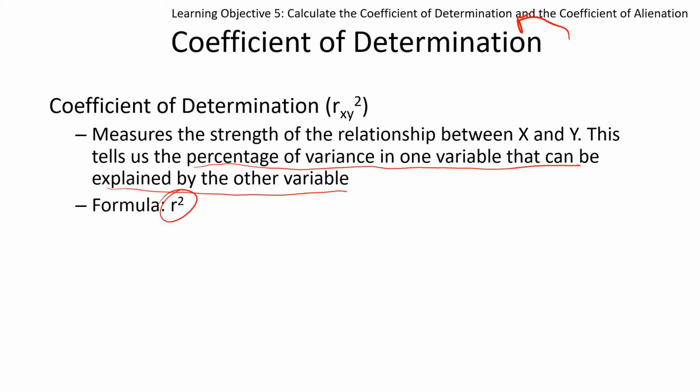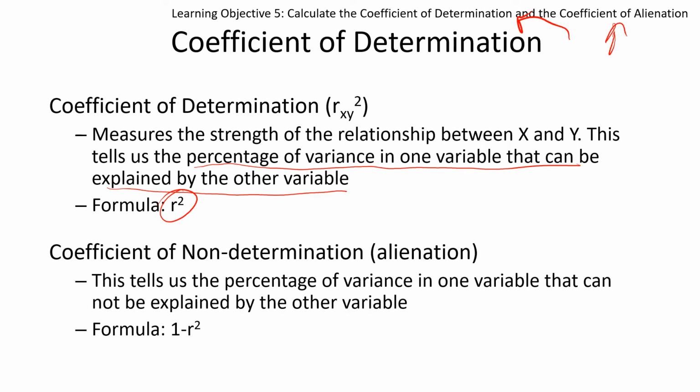The last thing to look at relating to that is this coefficient of alienation. The coefficient of alienation is the opposite of the coefficient of determination. It is the percent of variance in one variable that cannot be explained by the other variable. And its formula is 1 minus R squared. If you take the coefficient of determination and the coefficient of alienation and add them together, you're always going to get 1, because the coefficient of alienation is just 1 minus R squared.